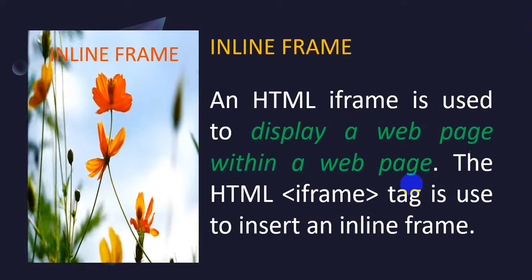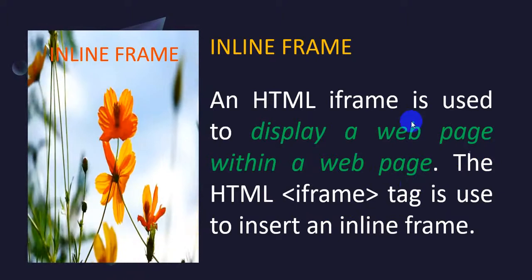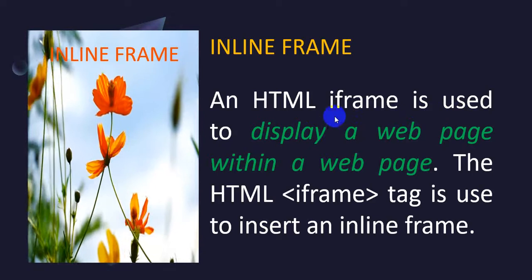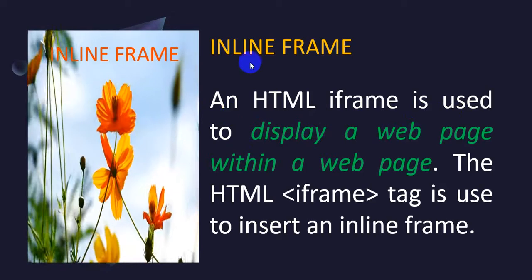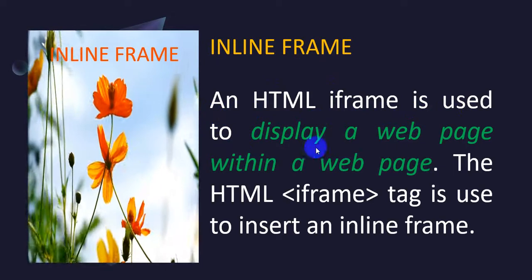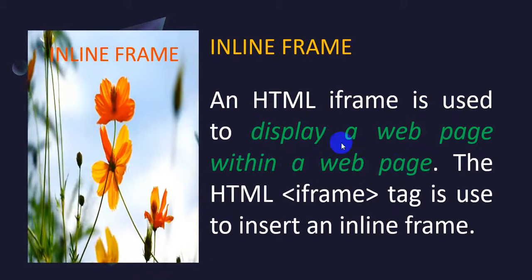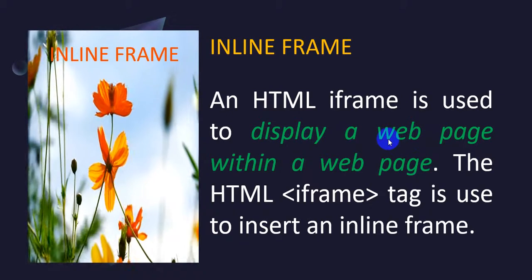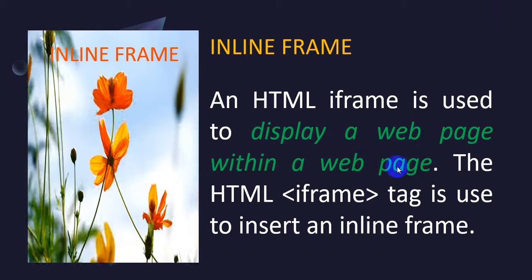Let's have a look at what iframe is and how we can apply it by using different attributes of iframe. I have written a simple definition, or you can say meaning. An HTML iframe is used, and iframe is the name of the tag, or sometimes it's called an inline frame, where I is for inline. An HTML iframe is used to display a web page within a web page. See the highlighted color I have colored with green: display a web page. What is the objective of iframe or inline frame? It will display a web page within a web page.